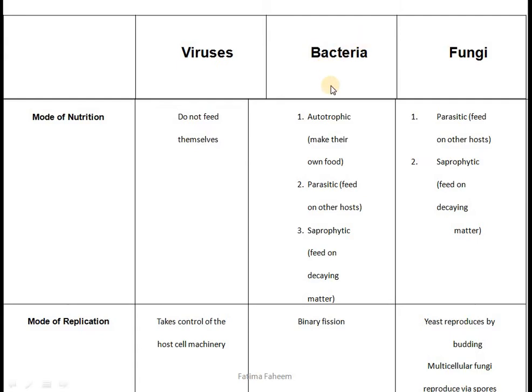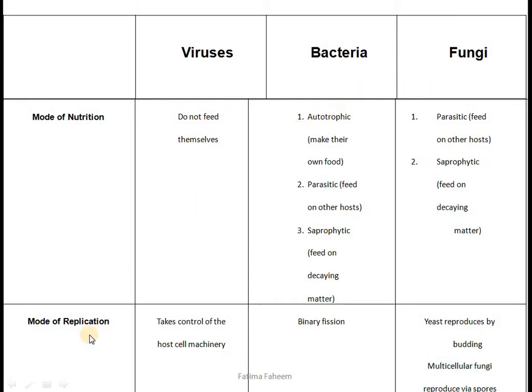On the other hand, bacteria can be autotrophic, meaning they can make their own food like plants. Then they can be parasitic, meaning they need a host cell to feed on. Bacteria are also saprophytic in nature, because they feed on the dead decaying matter of plants and animals. This makes them decomposers. Fungus can be parasitic, feeding by attaching itself to the host cell. They can be saprophytic, just like bacteria, feeding on dead decaying matter. So the decomposers in the world are majorly bacteria and fungus.